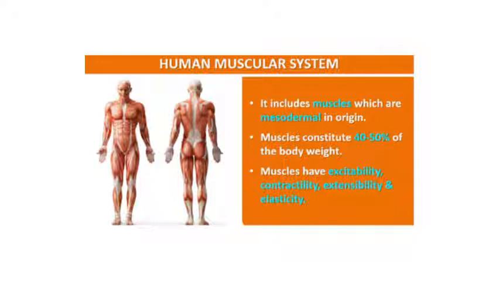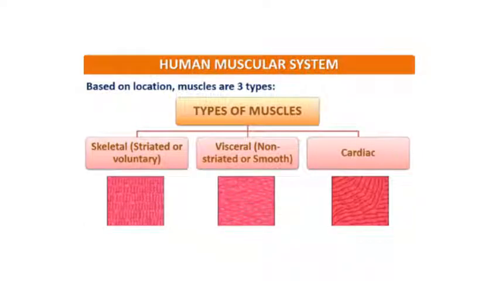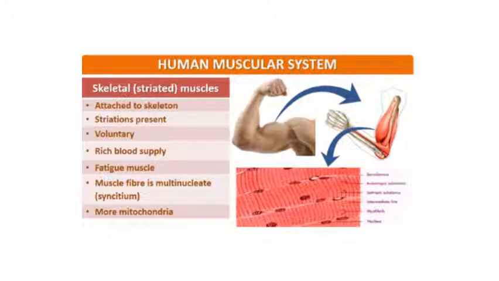They have excitability, that is, they have neural excitability where the nerve cells are connected to them. They have contractility, they can contract and relax. They can extend, so they have extensibility and they have elasticity. They do not break easily. There are three main types of muscles found in our body. They are skeletal, visceral, and cardiac muscle. Let us study about each of these muscles in detail.